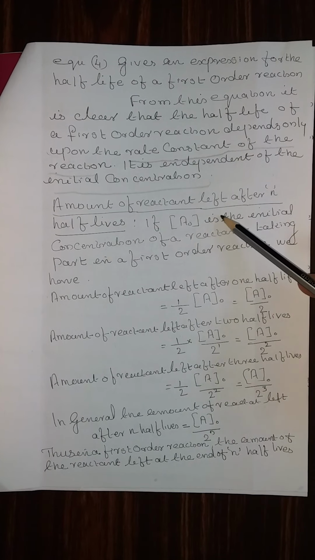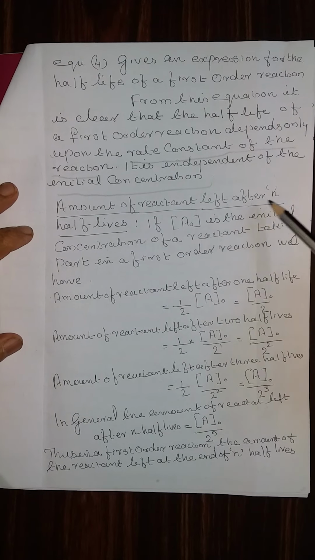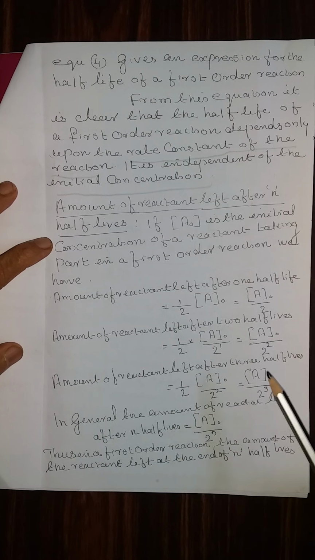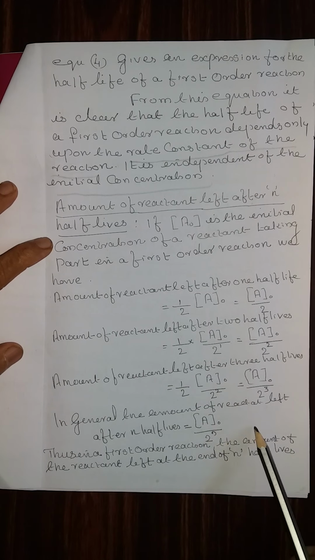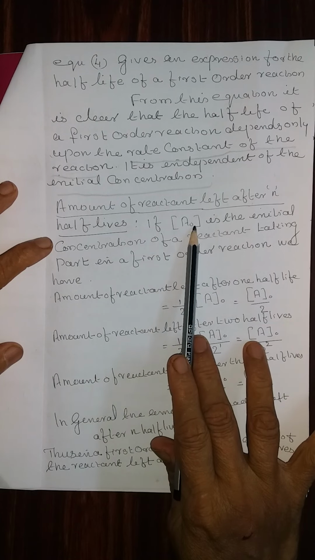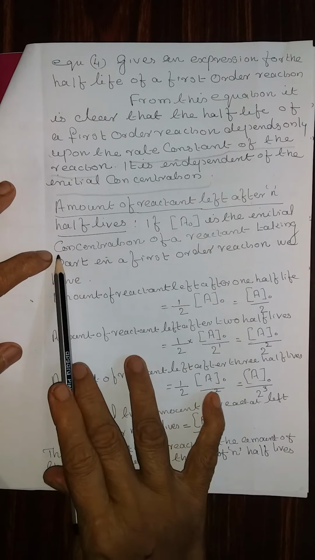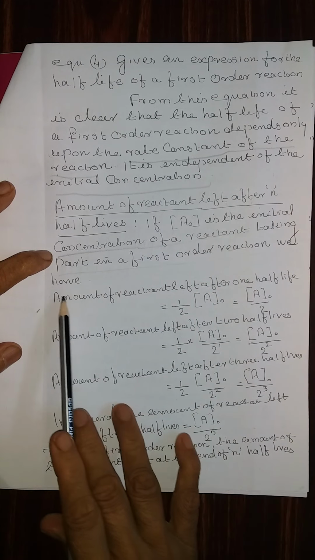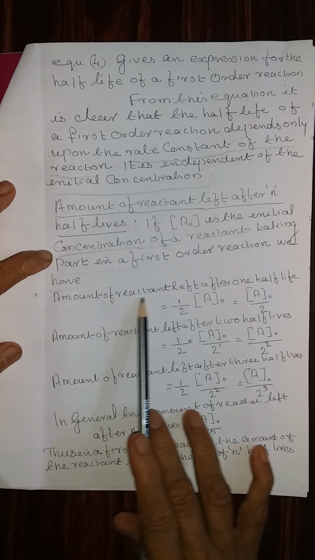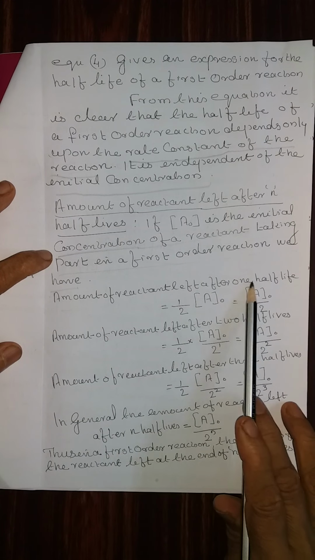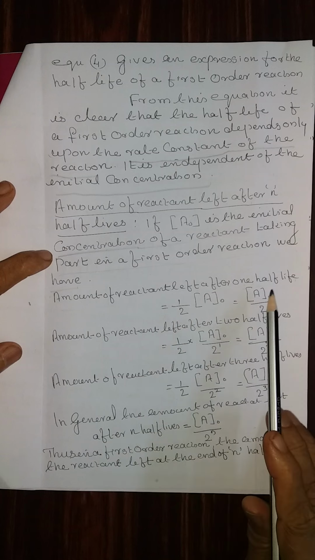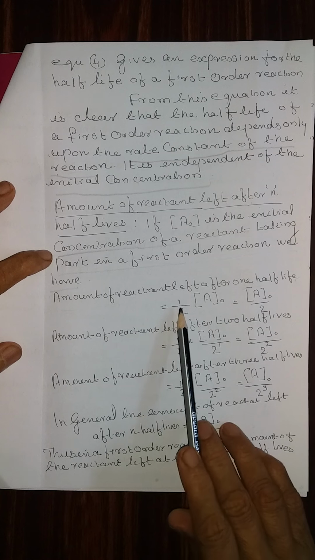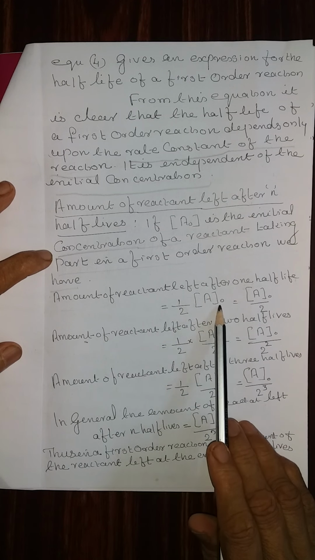Amount of reactant left after n half-lives. This derivation will help you to solve the application level questions based on half-life period. If concentration A0 is the initial concentration of the reactant taking part in the first order reaction, we have the amount of the reactant left after one half-life. That means after one half-life, the amount left behind is equal to half of concentration A0.